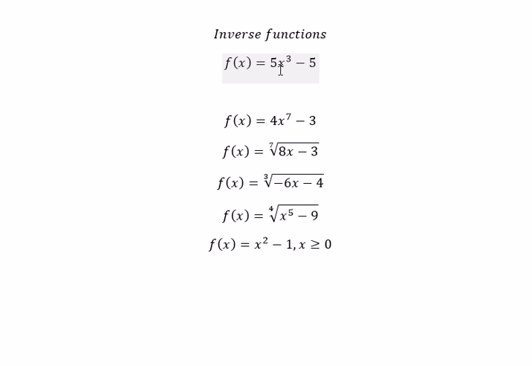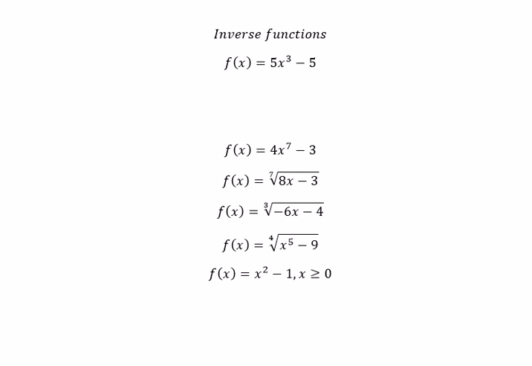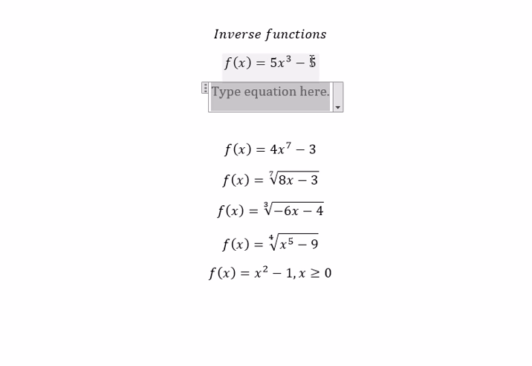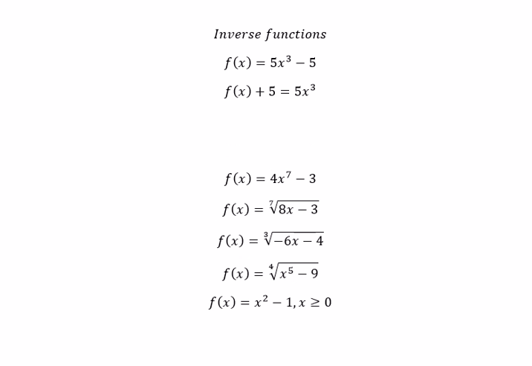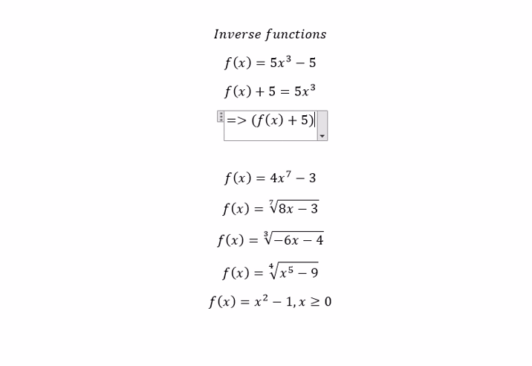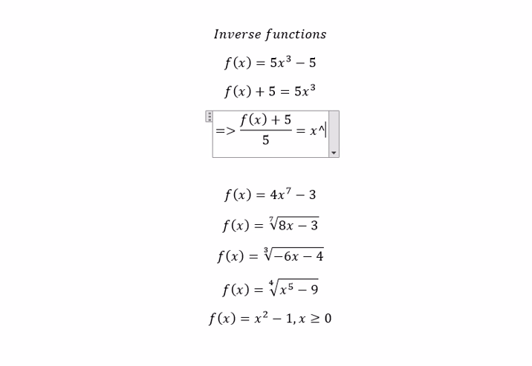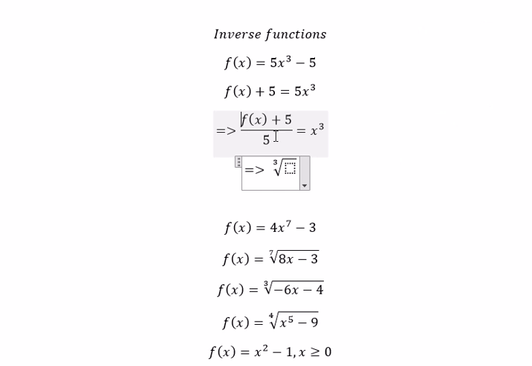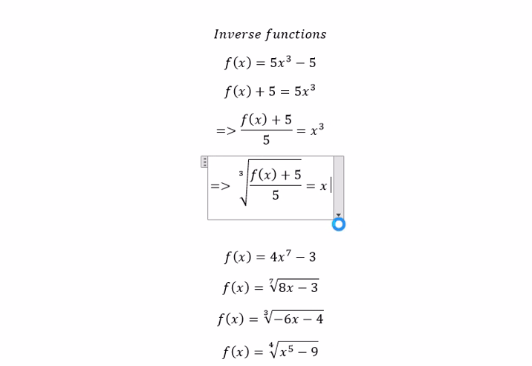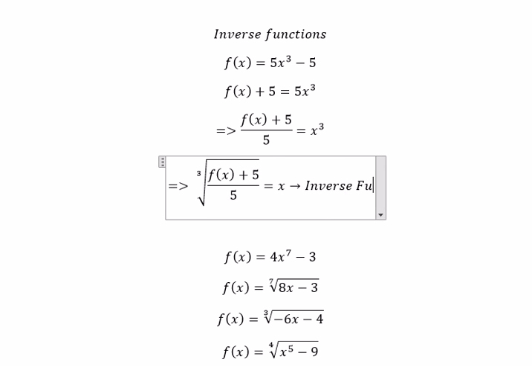f(s) equal to 5s to the power of 3 minus 5. So we put negative number 5 on the left. So you got f(s) plus 5 equal to 5s to the power of 3. Next, we divide both sides with number 5. So you got (f(s) plus 5) over 5 equal to s to the power of 3. Later, we put the cubic root in both sides. So you got s.